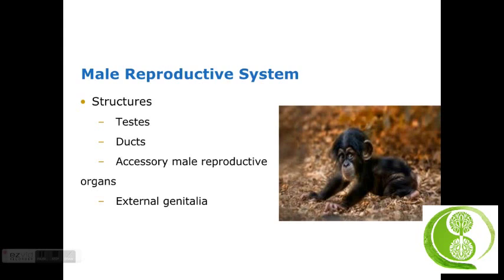The ducts. Mature sperm travels through a series of ducts in quest of the ovum, or the egg. The epididymis, the ductus deferens, and the urethra. The smooth muscles in the ducts propel the sperm toward the external environment with peristalsis action.